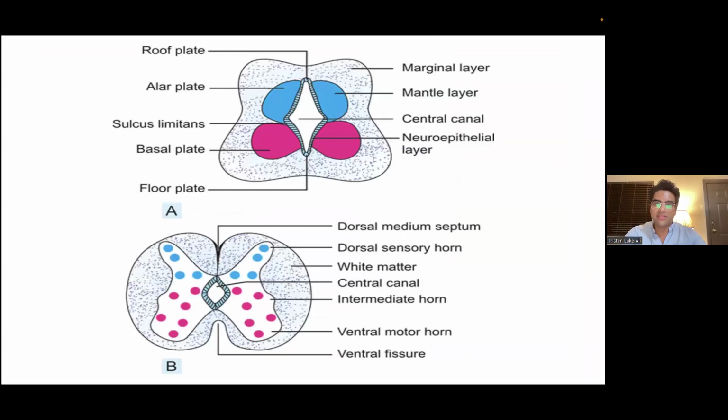So this slide was introduced before. We can see the various parts of development. And I think for those here, you can see at the bottom picture something that looks a bit familiar to us, showing your horns. Of importance in the top picture, we'll discuss the alar plate, your marginal layer, your mantle layer, and the neuroepithelial layer, and how that becomes important.